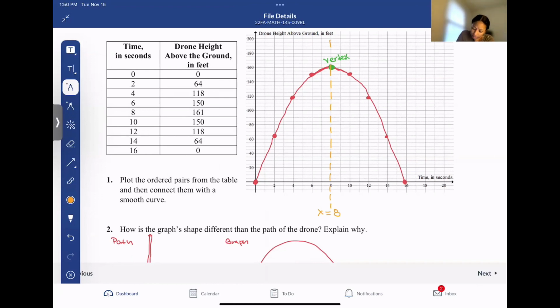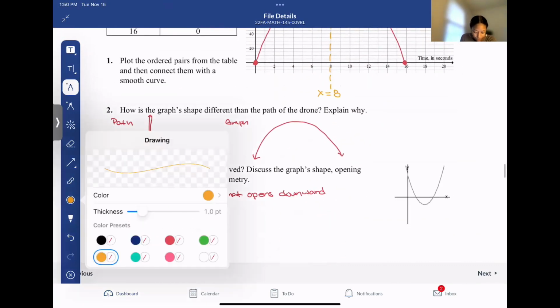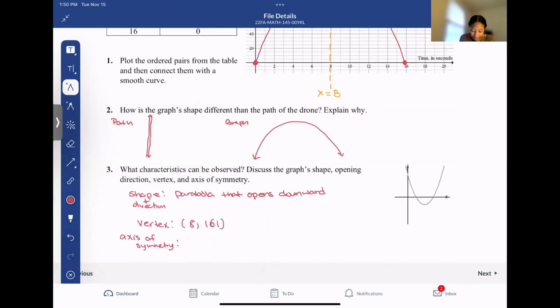And remember, the vertex up here was (8, 161). So it's whatever the x coordinate of the vertex is, x equals 8. That is our axis of symmetry. The axis of symmetry is a vertical line, so you have to write it as x equals some number. And in this case, it's the number 8.